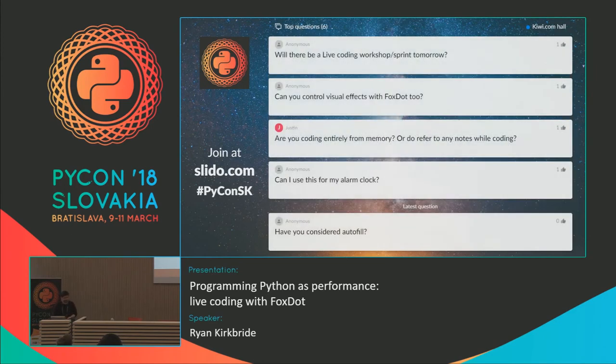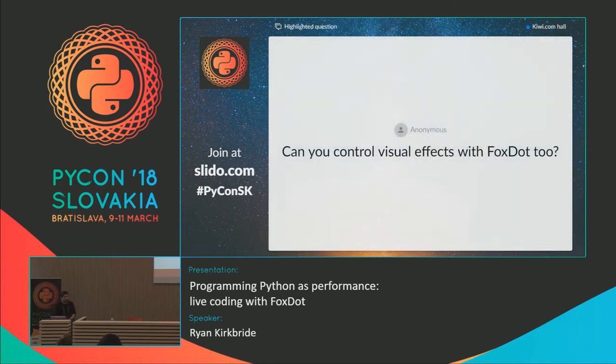Let's see. Can you control visual effects with FoxDot too? FoxDot's not great for visual effects, so it's something I'd like to add to it. But some environments that are good are Gibber, which is based in JavaScript and which you can use in the browser, or Fluxus or Live Code Lab. They're all dedicated to making visuals. I think it's definitely possible with Python, but it's not something I've got around to doing yet. But it's something I'd like to add, yeah.